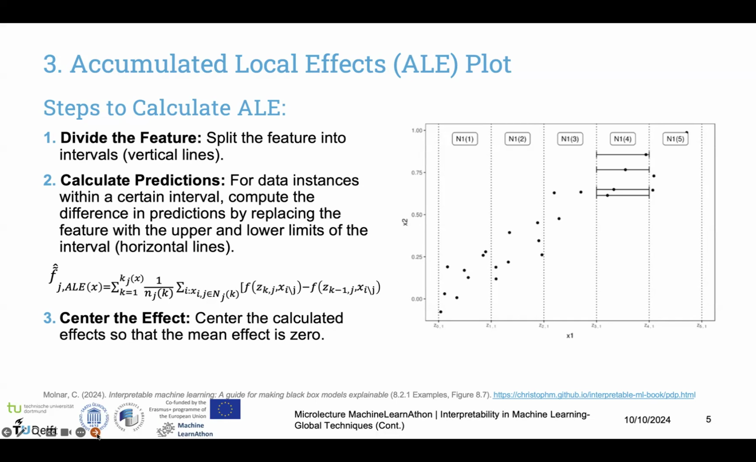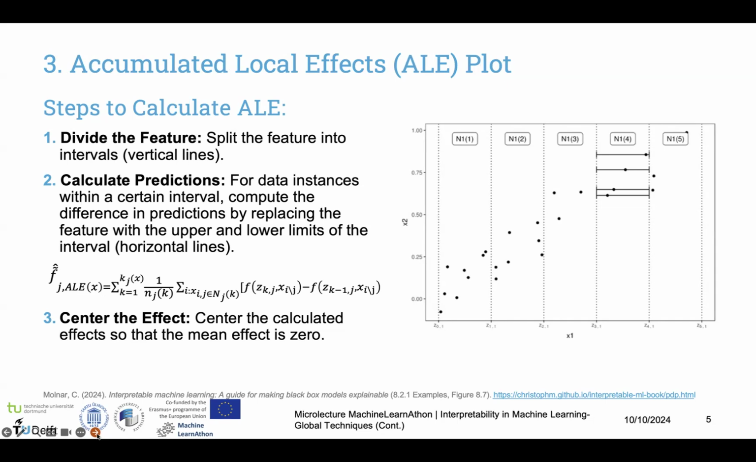So when we have correlated features, in the previous lectures we saw the partial dependence plot can generate some unrealistic instances, and hence it can give us some misleading idea about the influence of the feature on the predicted outcome. And in order to solve this problem, here we have the accumulated local effect.